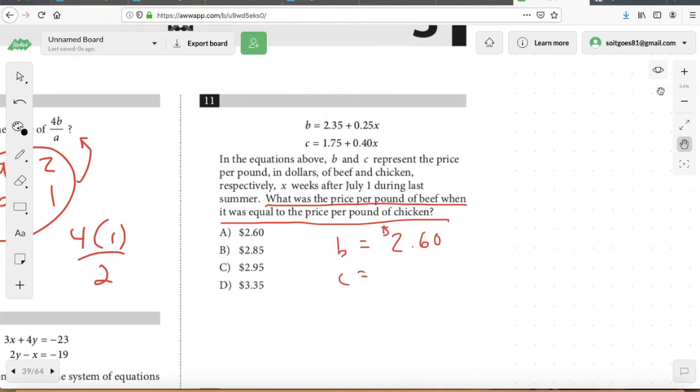And the chicken price is going to be $1.75 plus what is going to be $2.15. So that doesn't work, right? So X can't be 1, and by the way, it can't be answer choice A, because when beef is $2.60, chicken's not $2.60. So that's gone.